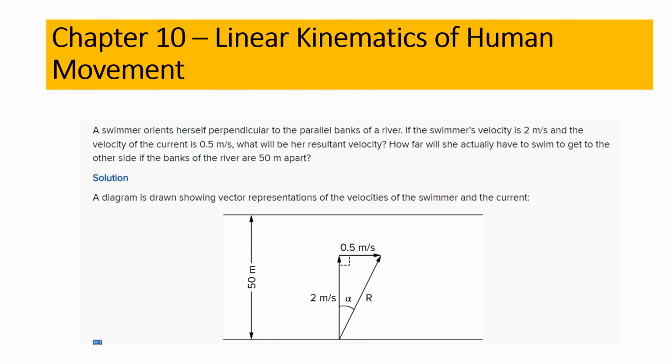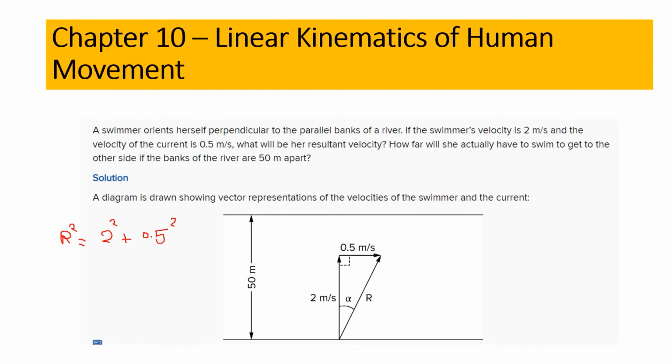Also, how far will she actually have to swim to get to the other side of the bank if the distance between the two is 50 meters? So this is the diagram of the problem. I would like to find r. If you use the Pythagorean formula, r squared is going to be 2 squared plus 0.5 squared.